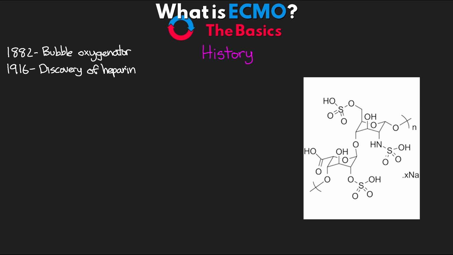The first one was in 1882, and this was the first use of a bubble oxygenator to oxygenate blood. Then following that, another big important discovery was 1916, and this was the discovery of heparin. This one was a really important factor because up to this point, one of the biggest problems they were having in trying to oxygenate blood was the clotting problems that they were seeing. So heparin was really a game changer on this front.